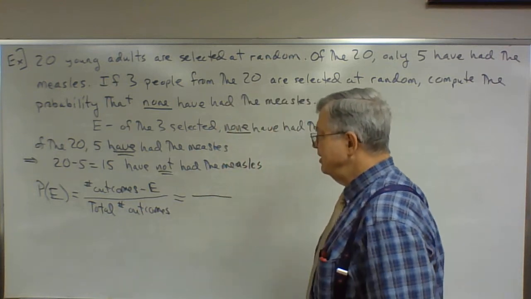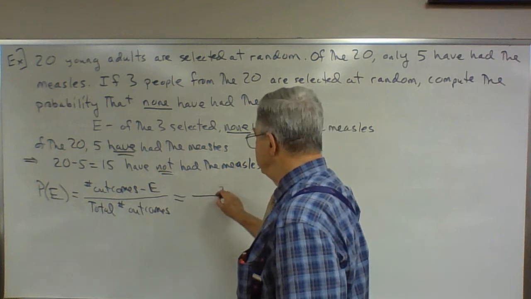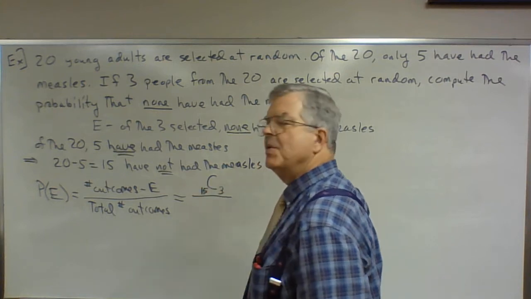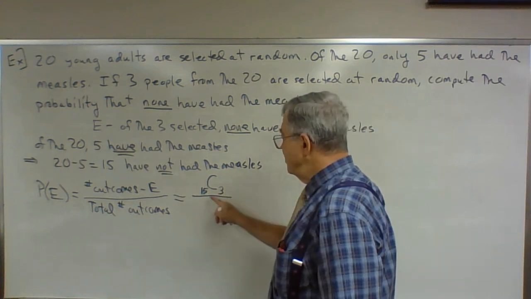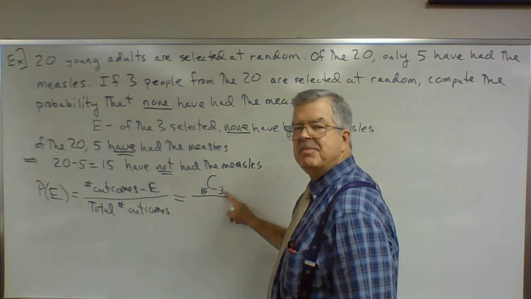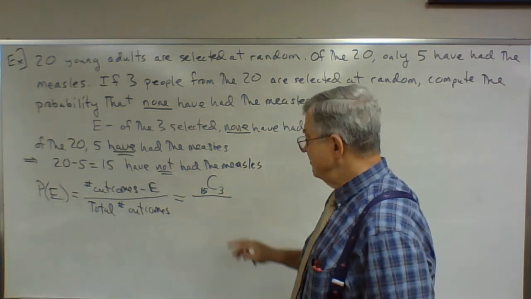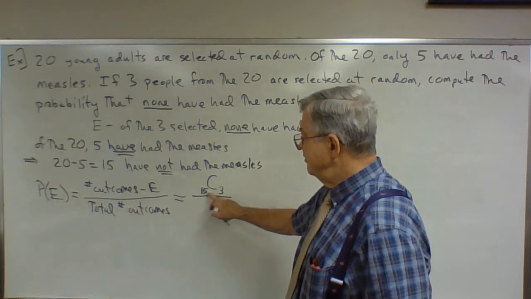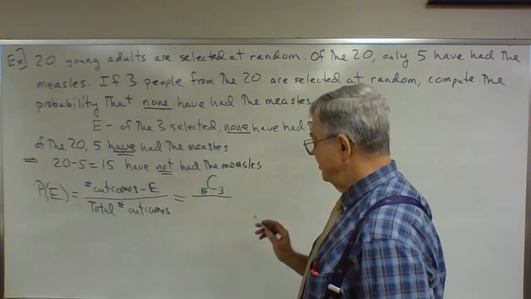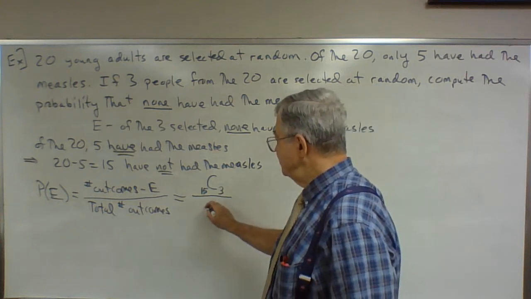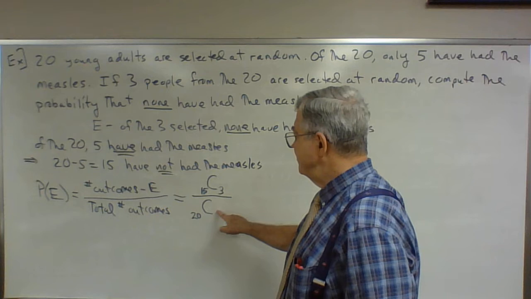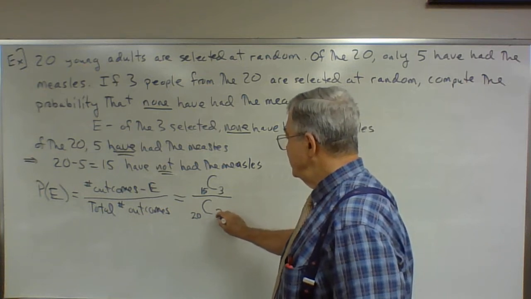The number of outcomes resulting in E: we choose 3 people out of 15 who have not had the measles. Of those 15 people, we want to know the number of different combinations of 3 people that we can choose, because order doesn't matter. And then the total number of outcomes: from a group of 20 people, we want to know the number of different ways, or combinations, that we can select 3.